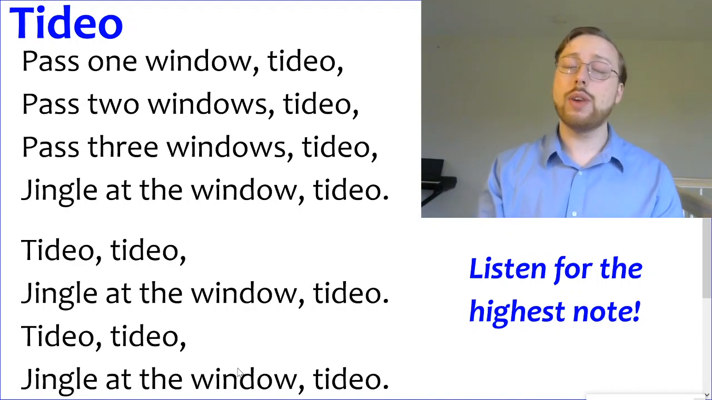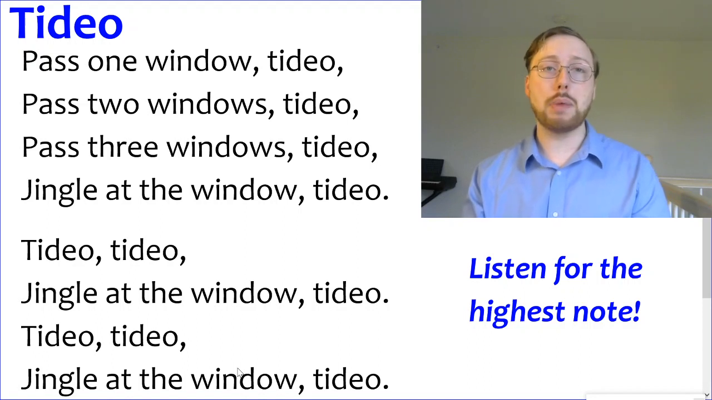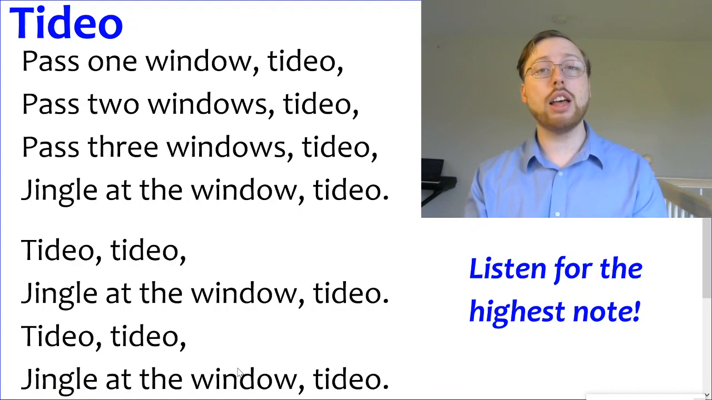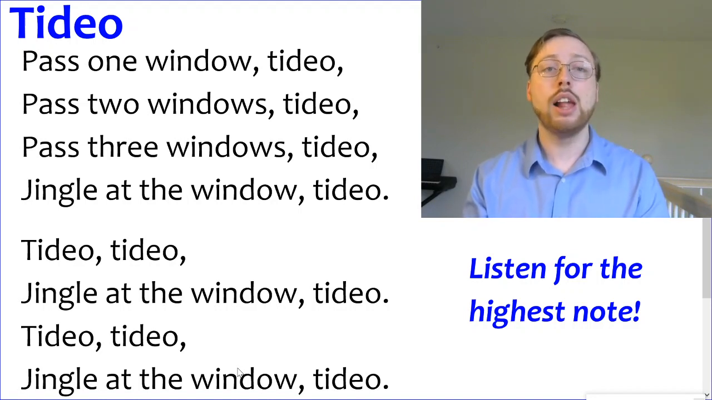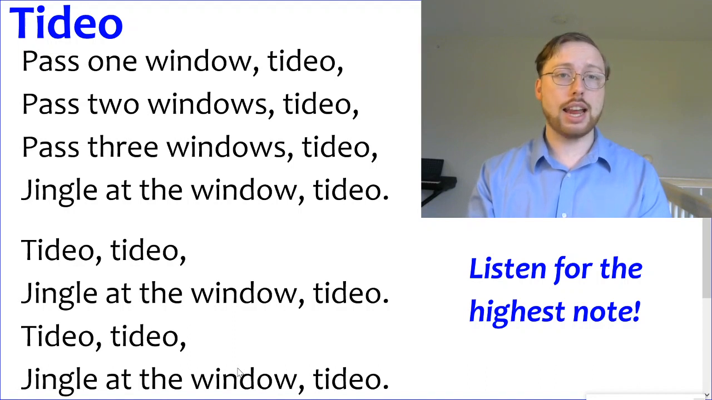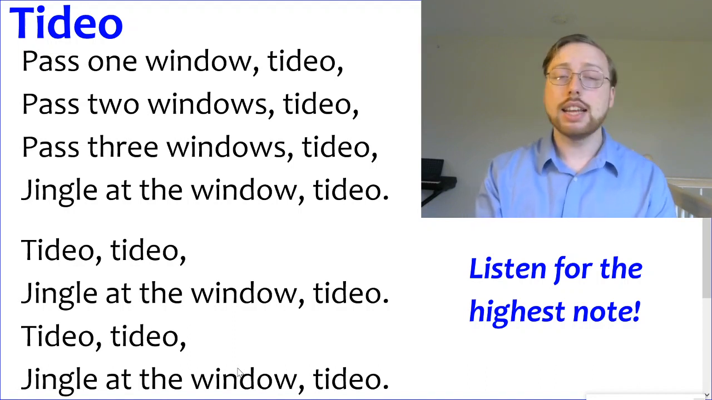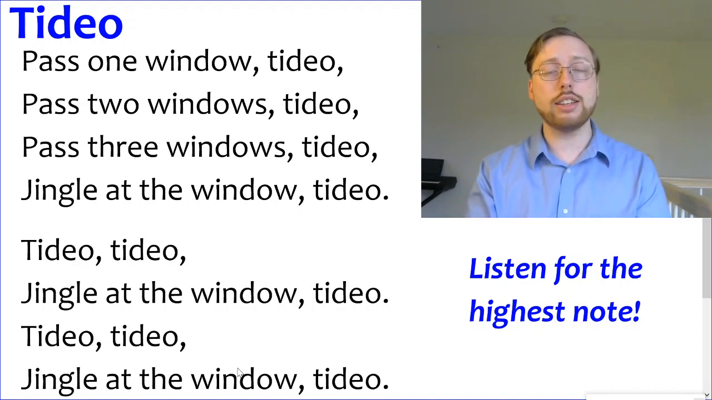One, two, ready, sing. Pass one window, tidy-o. Pass two windows, tidy-o. Pass three windows, tidy-o. Jingle at the window, tidy-o. Tidy-o, tidy-o. Jingle at the window, tidy-o.